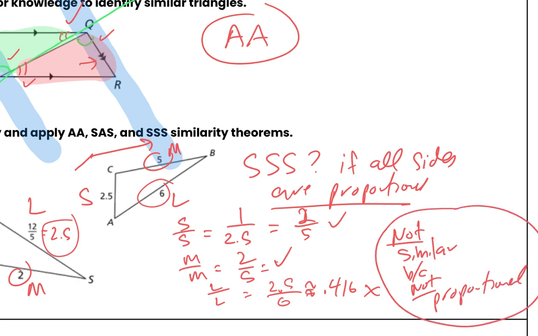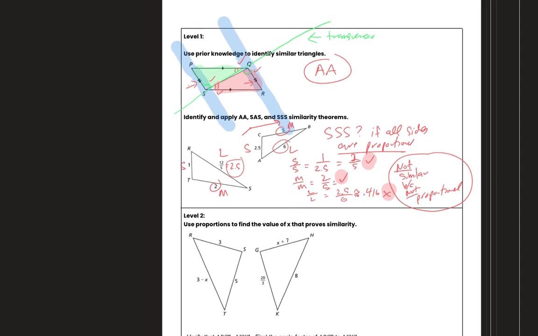So we have to check all three. So we see this one was good, right? That was good, but that one was wrong, okay? So if they're all the same, then we're good. All right, so that's on the level 1.